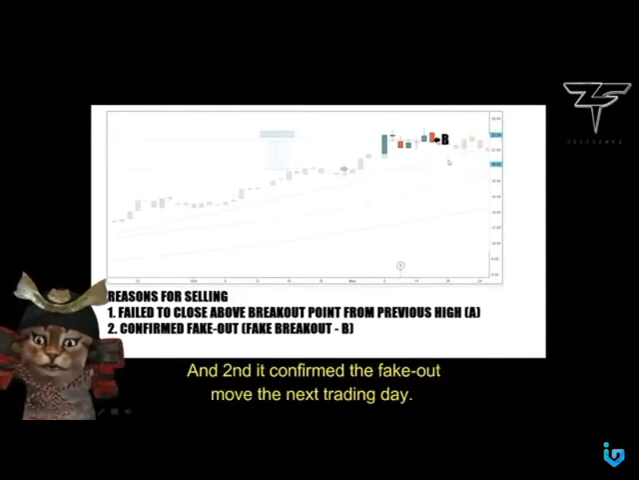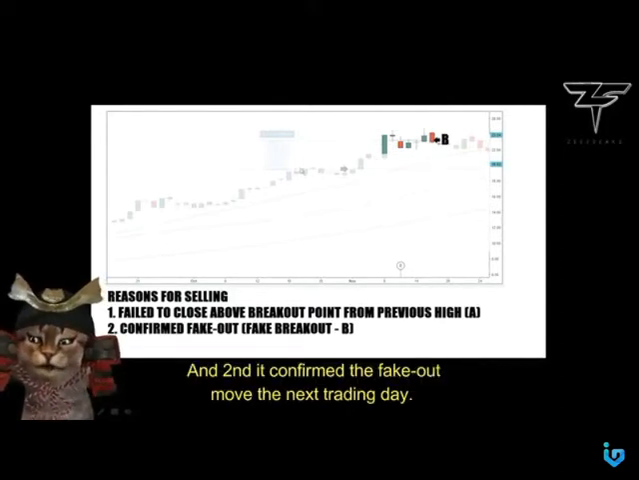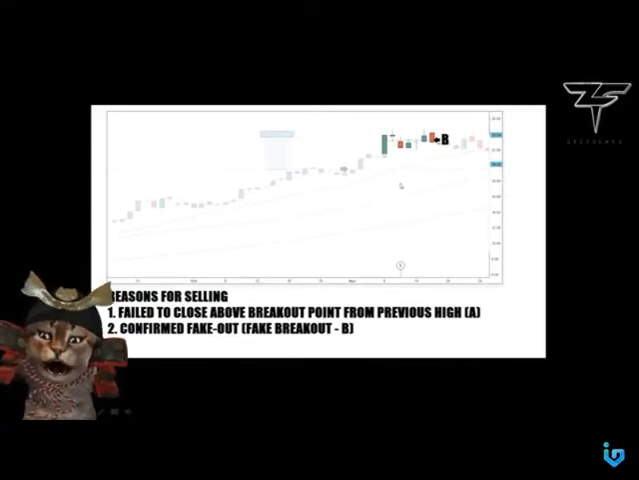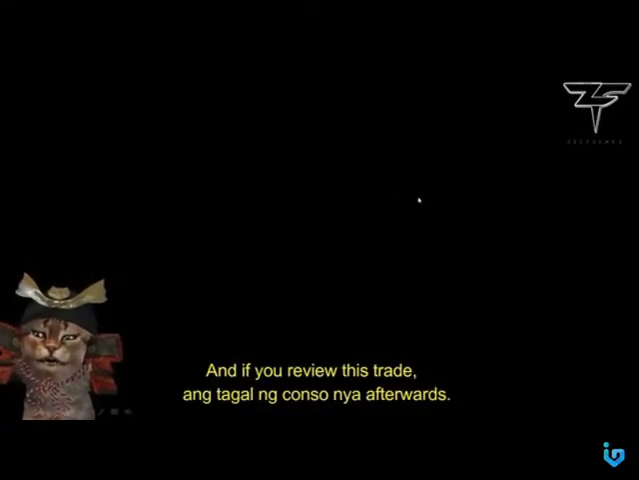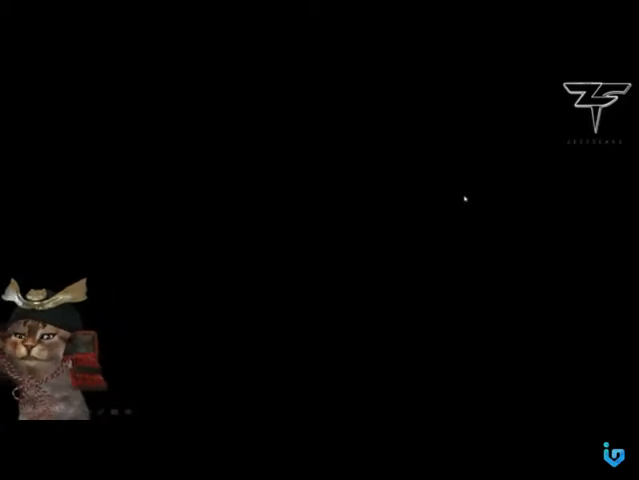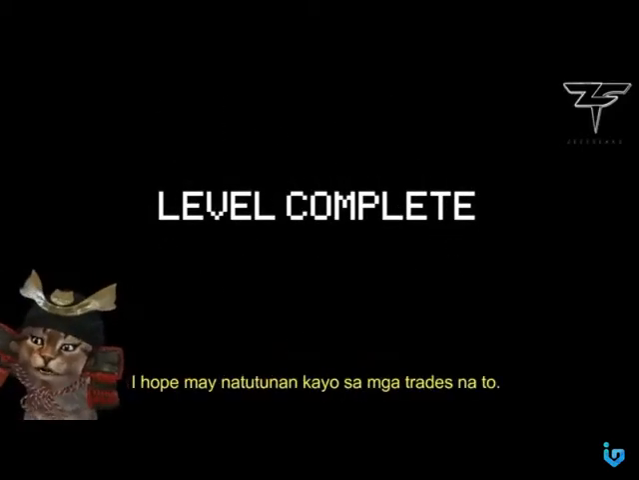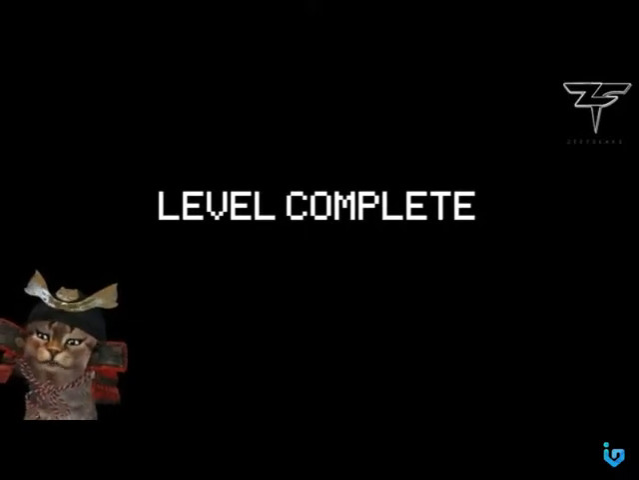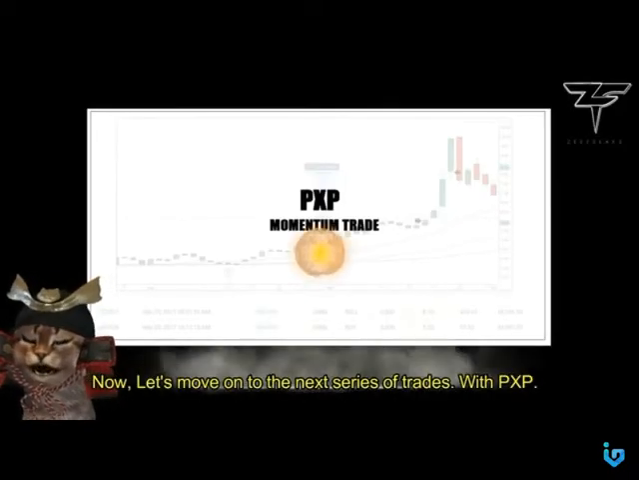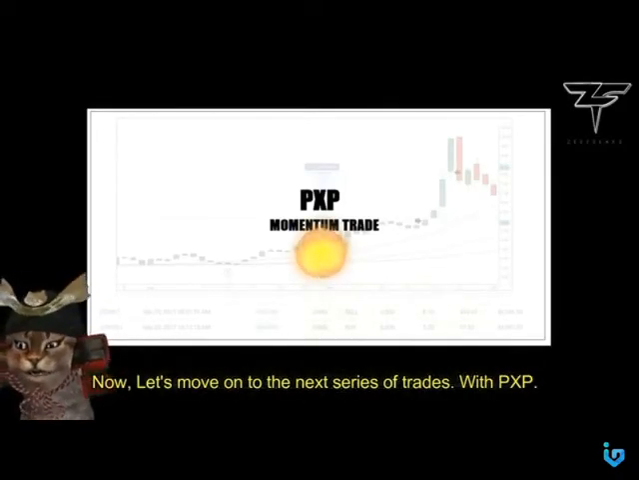And second, it confirmed the fake out move the next trading day. And if you review this trade, ang tagal ng konso niya afterwards. So that's it for the MAC area. I hope may natutunan kayo sa mga trades na to. Now let's move on to the next series of trades with PXP.